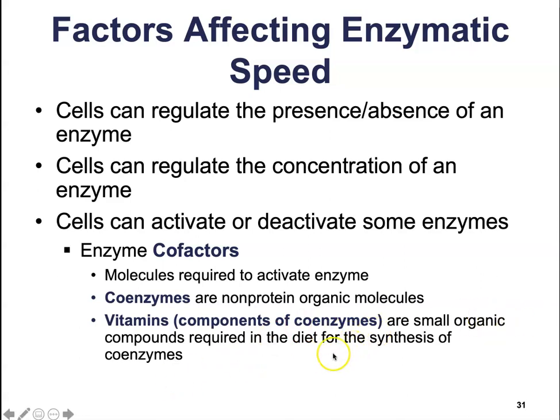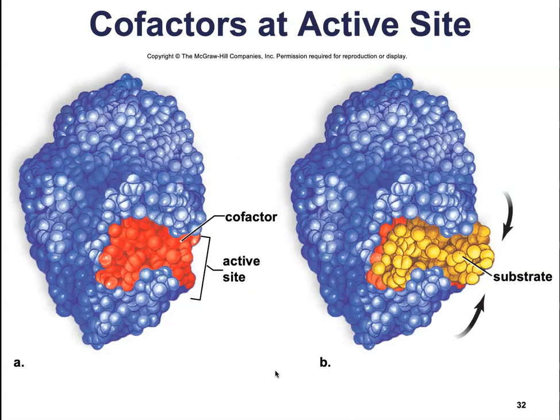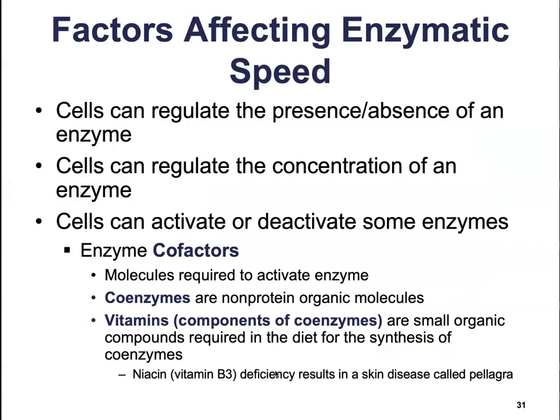Okay, so it says they're small organic molecules that are required in the diet for synthesis of coenzymes. Again, if you don't have those vitamins, these coenzymes will not be made, and then whatever enzyme that coenzyme works with will not be able to function, okay? So it's not just the enzyme and the substrate. There are other molecules that will regulate the enzyme and that are necessary for that enzyme to function. An example here is vitamin B3 or niacin, which results in a skin disease called pellagra. There are many other examples of diseases associated with vitamin deficiencies as well. And again, it's because enzymes are not able to function properly, okay?